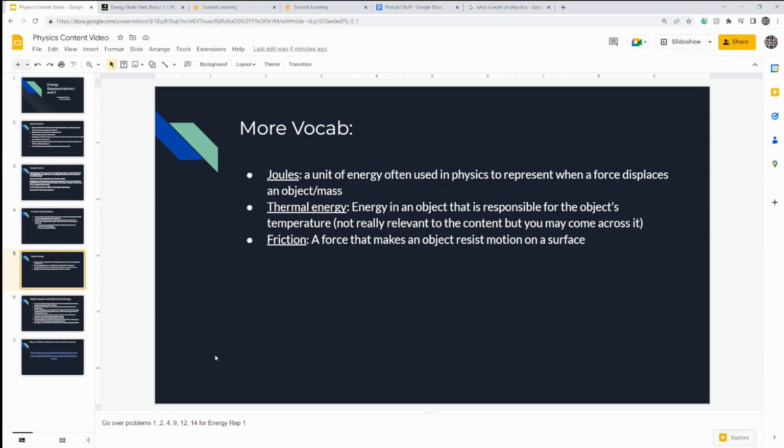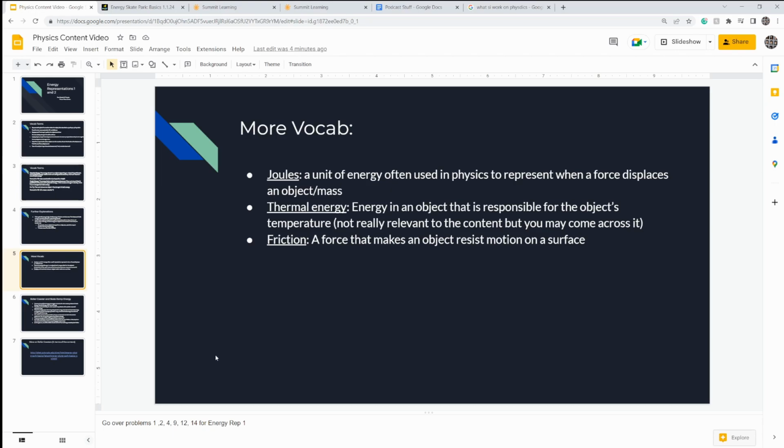And just some more vocab you should know. Joules are the unit of energy used in physics, often used to represent when a force displaces an object or mass. So for work, joules is the unit of measurement that is going to be used. And then thermal energy is the energy in an object that is responsible for the object's temperature. It's not relevant to energy representations 1, but it will be to 2, which I'll explain more on the next slide. And then same with friction. It's not really relevant to energy representations 1, but it will be to energy representations 2.